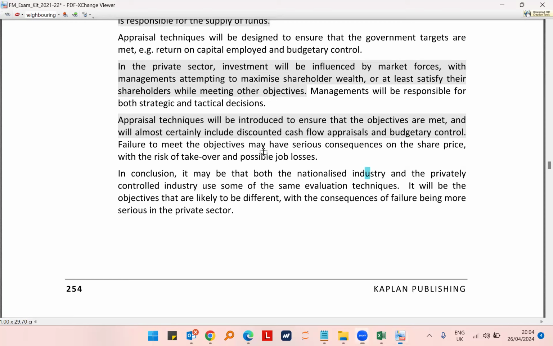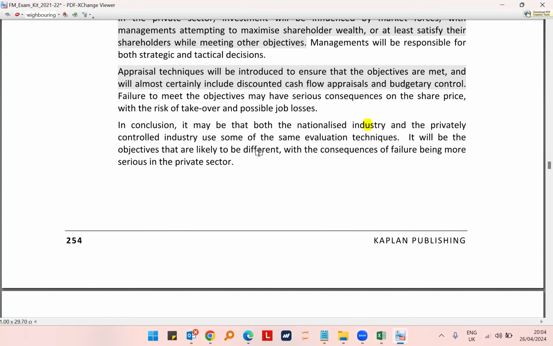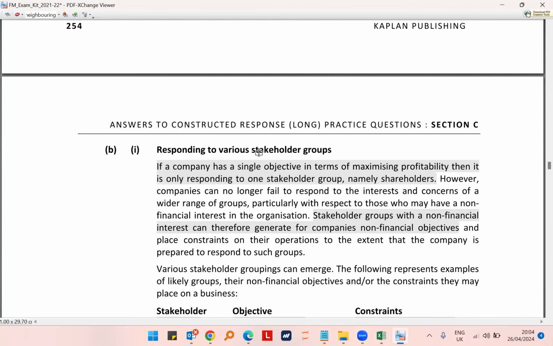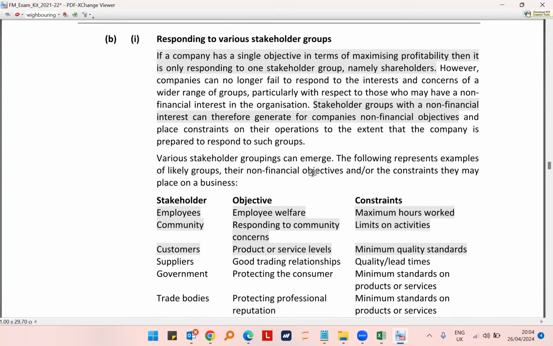So we're saying that most of the points that are here, we made them. I just wanted us to look at them and see how they are worded differently. So now part B, just give me a second.